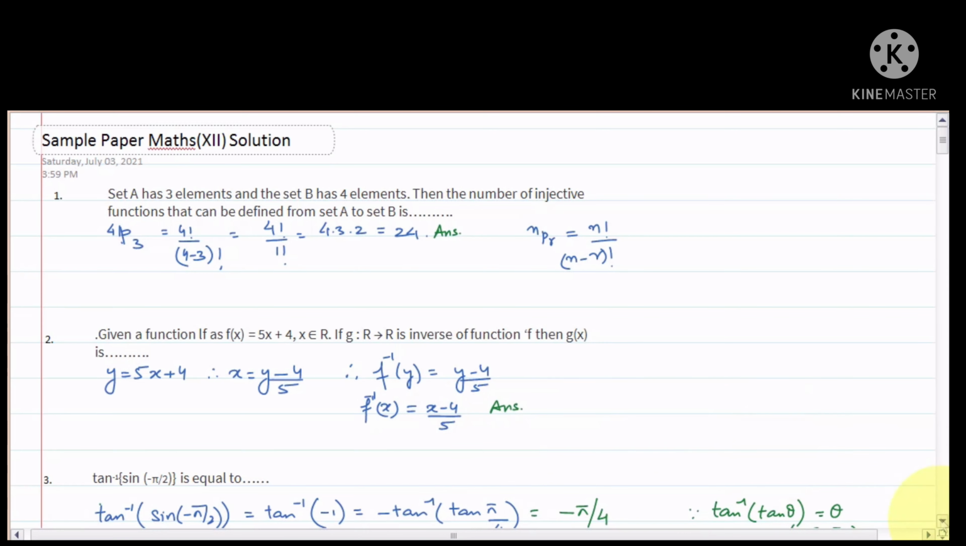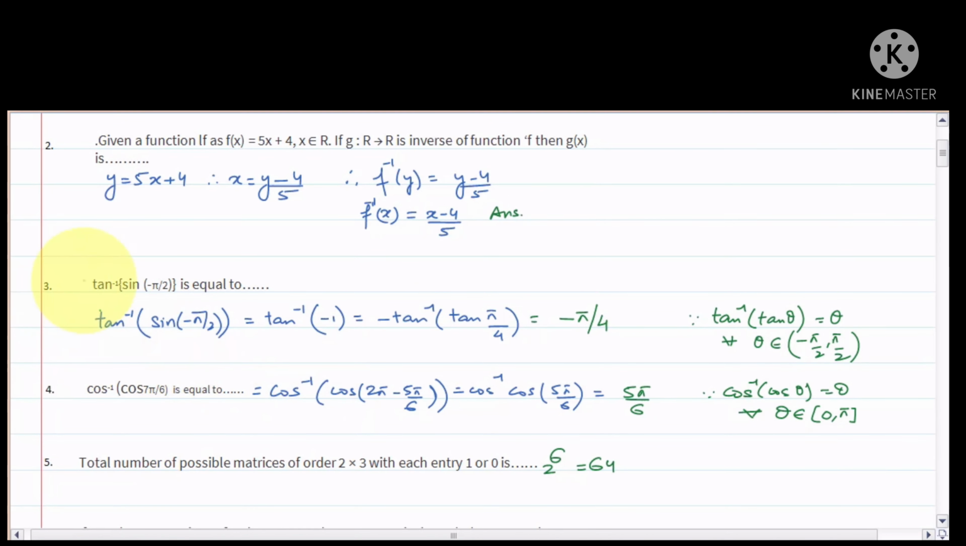Coming to question number 3, tan inverse of sine of minus pi by 2 is equal to? We are finding the value of sine of minus pi by 2, that will become minus 1. Minus 1 means tan inverse of minus 1, which is tan inverse of tan of minus pi by 4, and tan of minus theta can be written as minus tan theta. So it is minus tan inverse tan pi by 4. And what is tan inverse tan theta? Tan inverse tan theta is theta in the particular domain. So the minus sign stays over here and we get minus pi by 4 as the result.